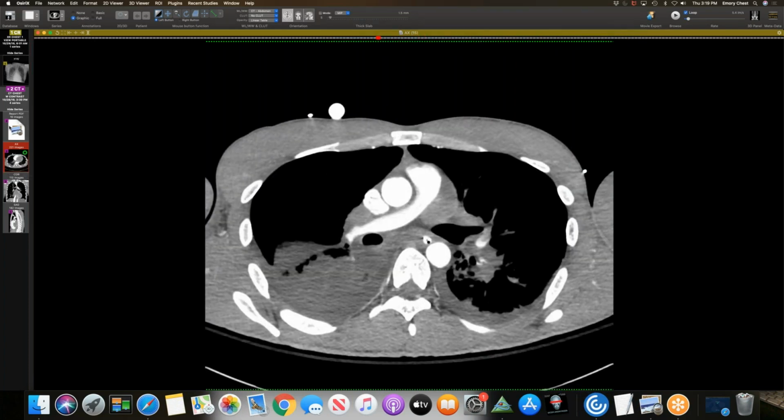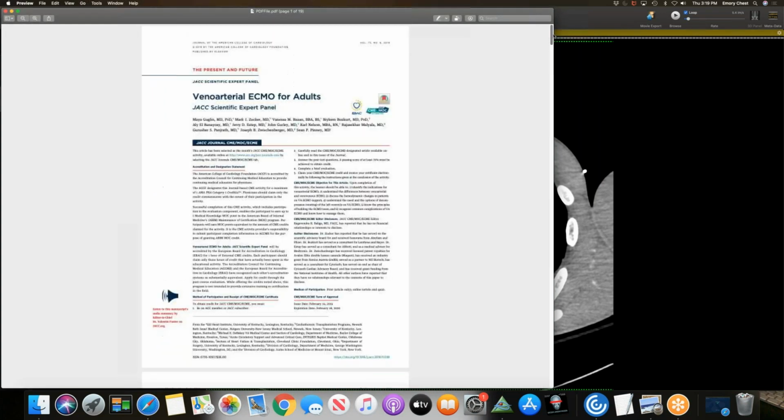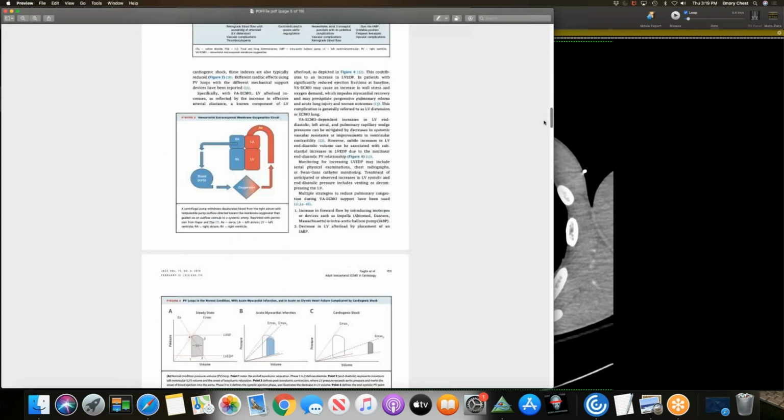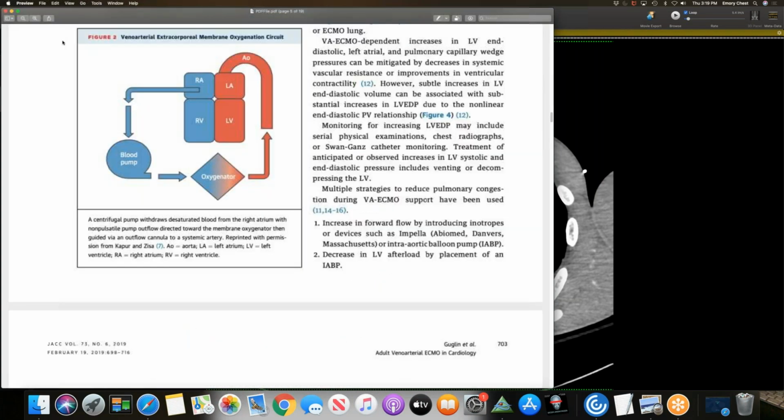So I just included a nice review article here from 2019 that had a few good diagrams. Pretty simplified here: the circuitry, just the blood is collected from the venous system, goes through an external pump and oxygenation, and then is pumped into the systemic circulation. That kind of explains why we don't see any contrast in the LV. Both the lungs and the left ventricle are bypassed. So this provides respiratory support as well as hemodynamic support.